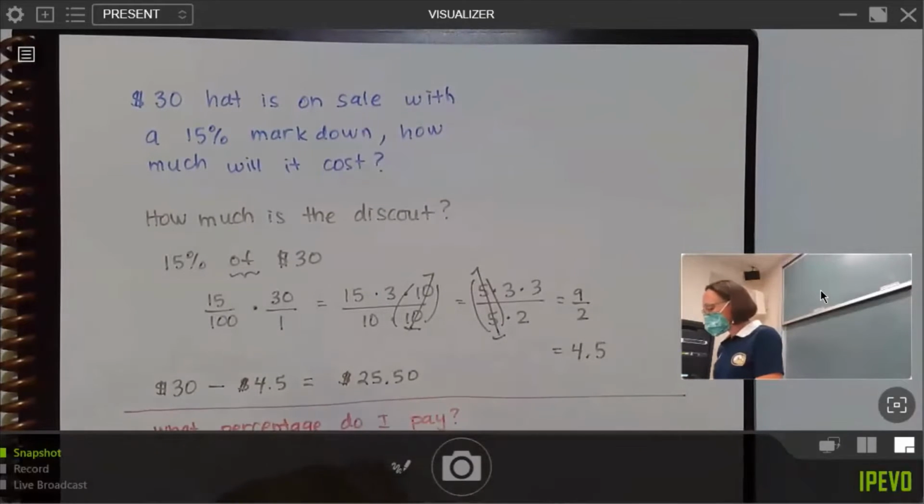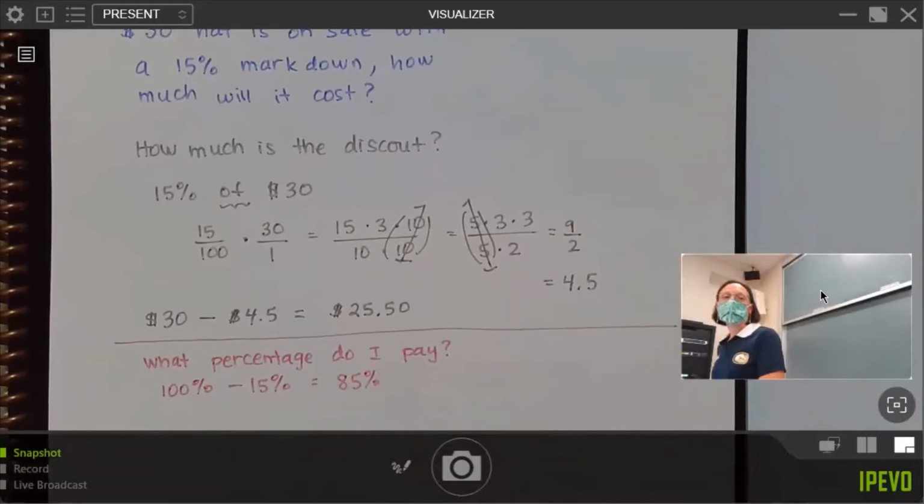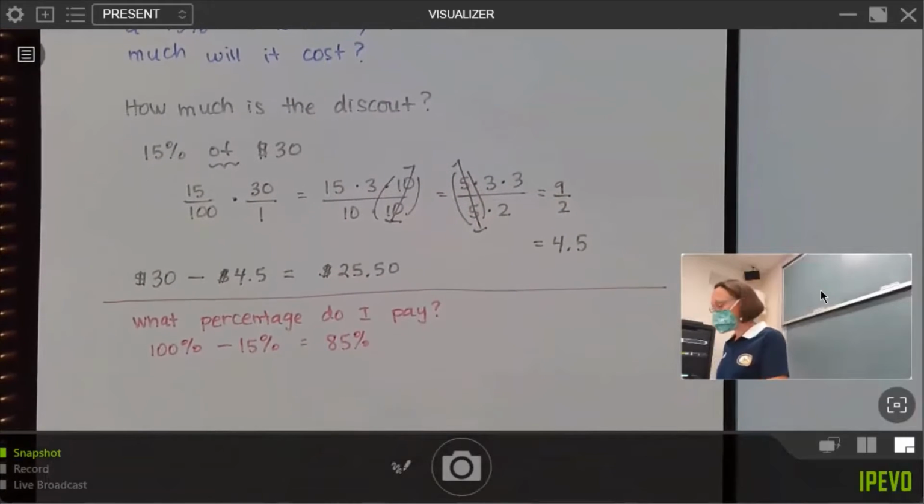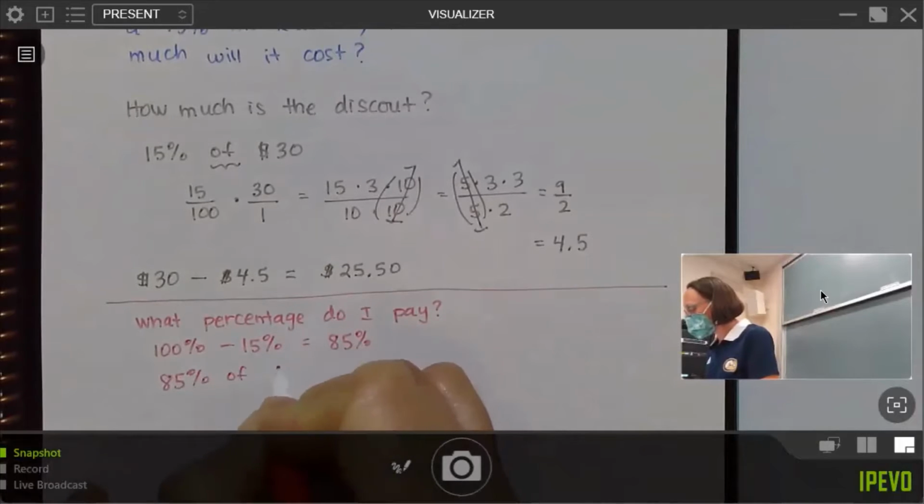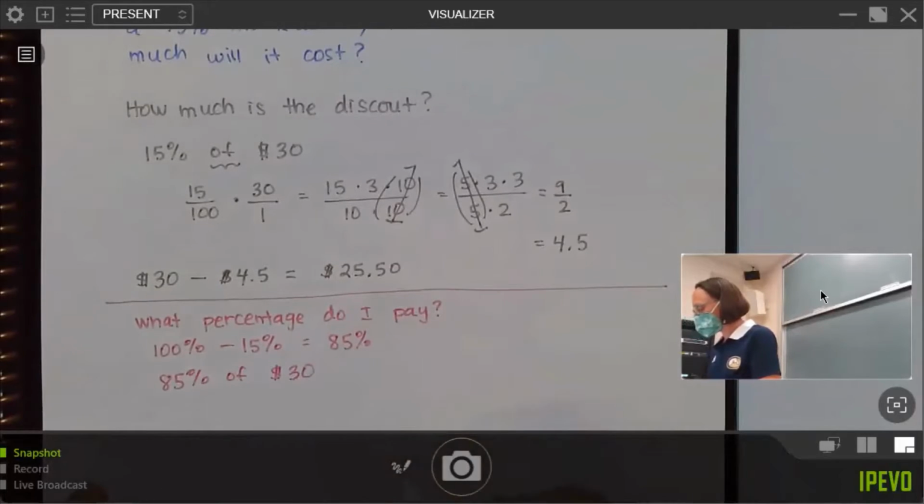If there's a 15% discount, then of the 100% I had to pay, if I take that 15% discount, we're down to 85%. So this one I can think about as what is 85% of the $30, or 85 over 100 times 30.